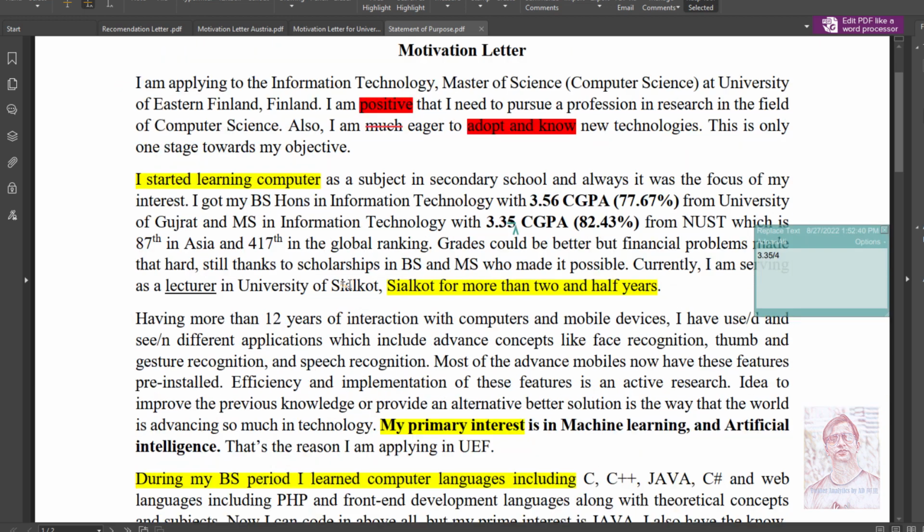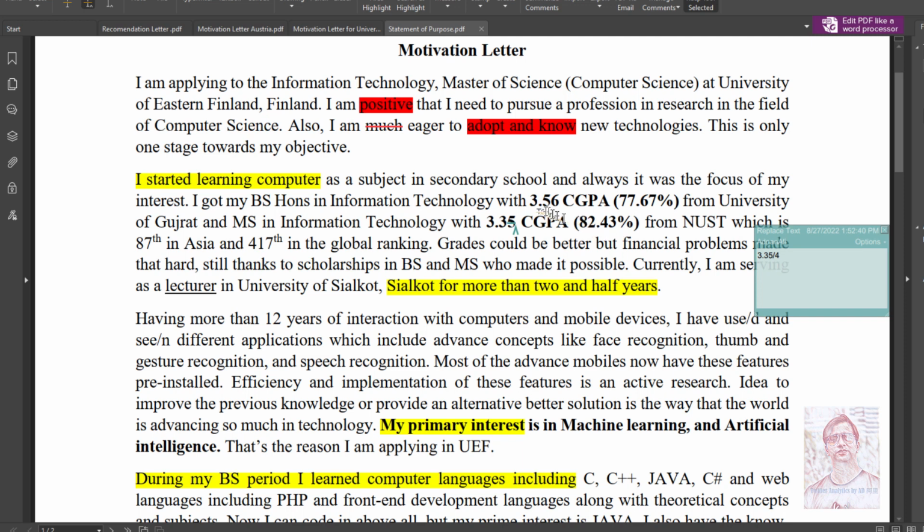In the next paragraph I am talking about my personal goals. Now notice a few things in this paragraph. First I am saying how I started learning and ended at what I am doing now. So it somehow covers all of my journey in computer science. You can see that I have mentioned my information technology degree, then its CGPA. I should have mentioned that it is out of 4, so 3.56/4. Then I also mentioned the percentage.